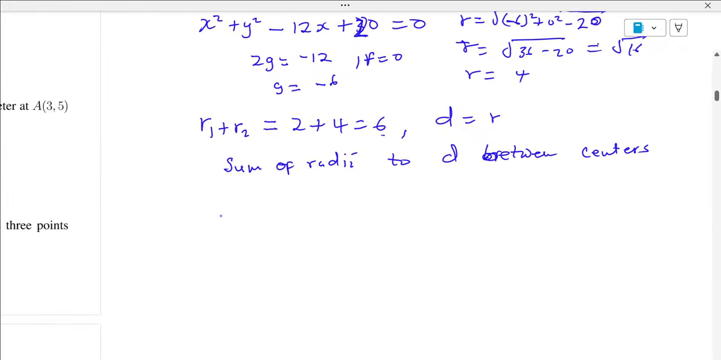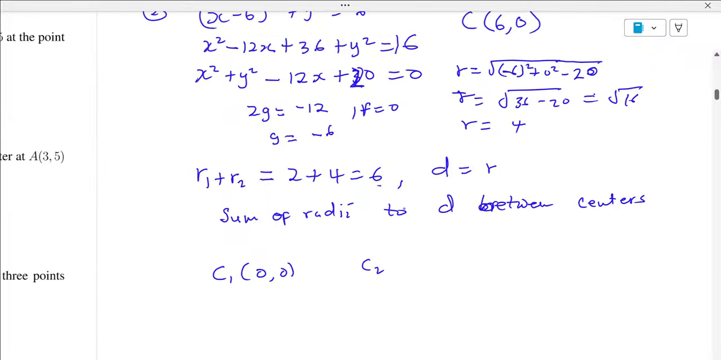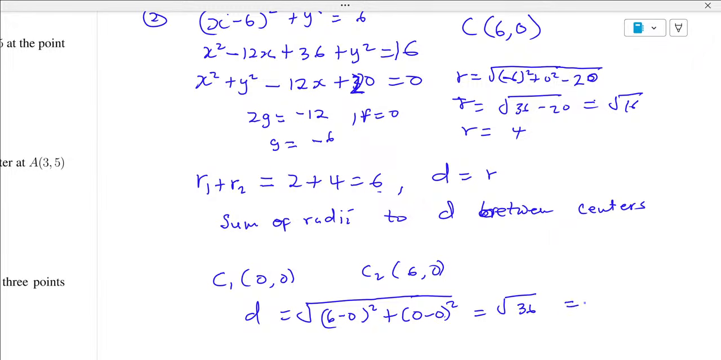Now our center 1, C1, is 0, 0. And our center 2 is 6, 0. So how do we find that distance between them? We know that the distance between 2 points, we can use this one. That will be x1 minus x2, or x2 minus x1. So 6 minus 0 squared plus 0 minus 0 squared. And that will give us root of 36. And that will be equal to 6.